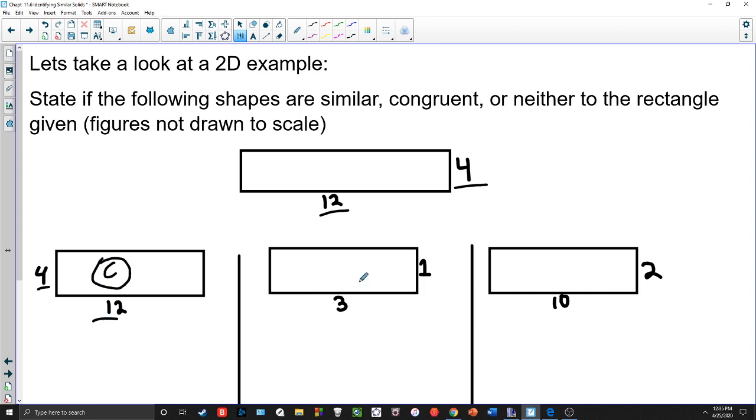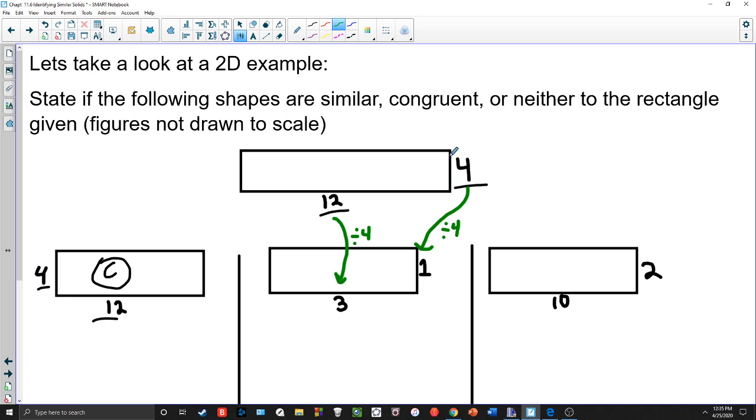What about this one here? 1 to 3 compared to 4 and 12. Well, if you want to check if they're similar, you have to think for a minute, how can I get from 4 to 1 using multiplication or division? Because scale factor is all about multiplying or dividing, enlarging or shrinking. How can I get from 4 to 1 by multiplying or dividing? Well, I could divide by 4. 4 divided by 4 is 1. Well, how can I get from 12 to 3? Well, again, 12 divided by 4 is 3.